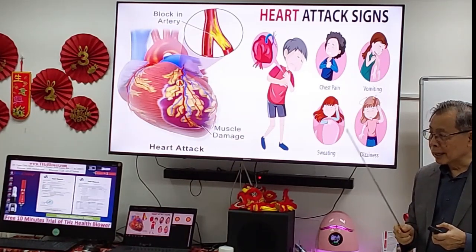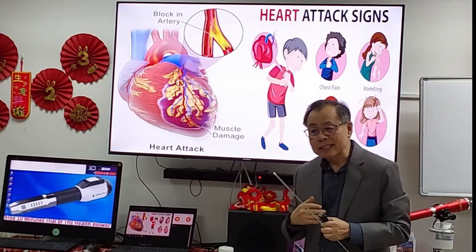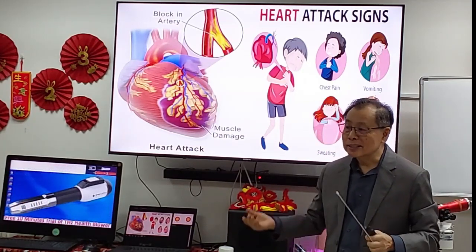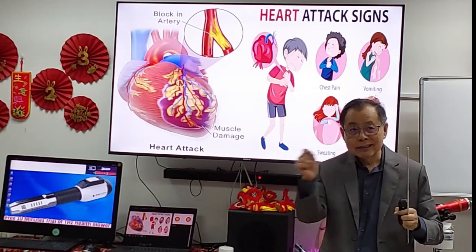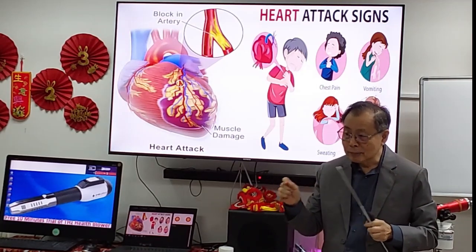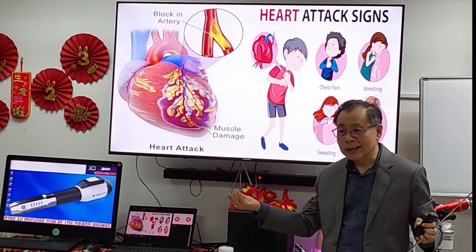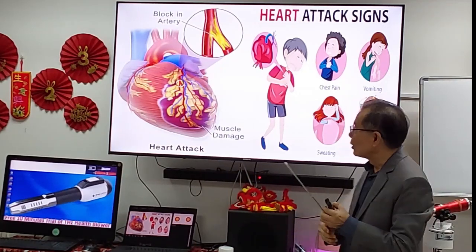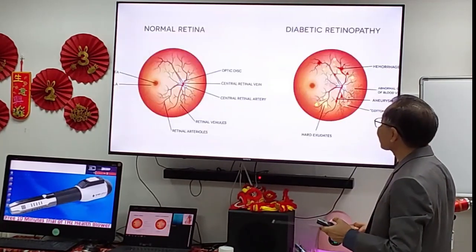So a lot of diabetics, when they come into hospital as an emergency, they don't complain of chest pain. They complain of breathlessness. They can't breathe. So you must check. Breathless, looks like the heart is failing. What's the cause? Do an ECG and discover, hey, it's a heart attack. That's how we know it is a heart attack, because of the test.